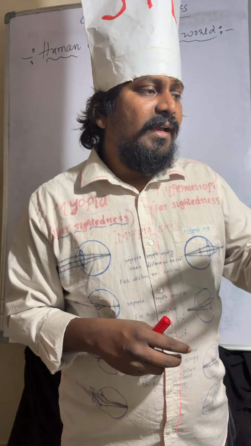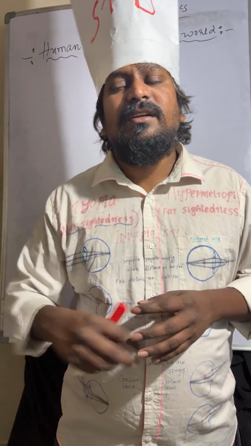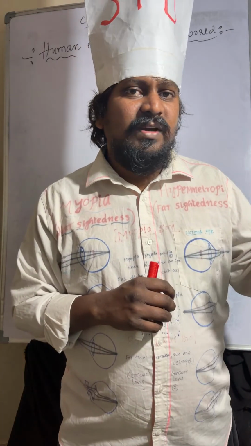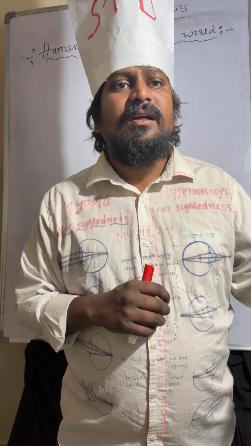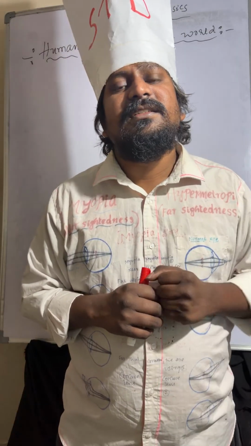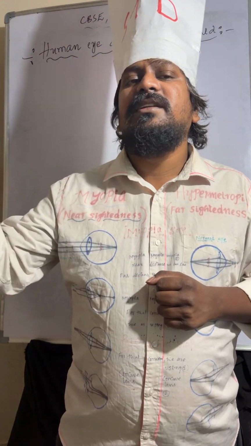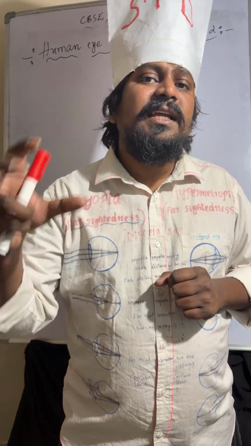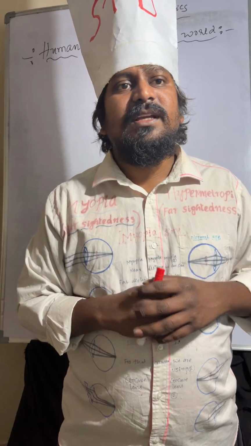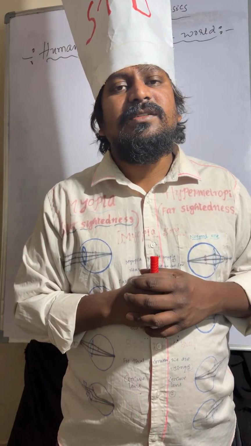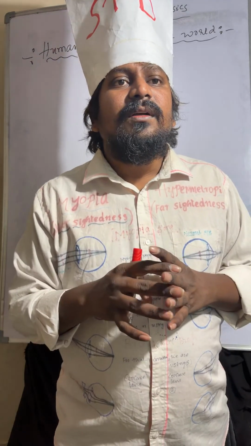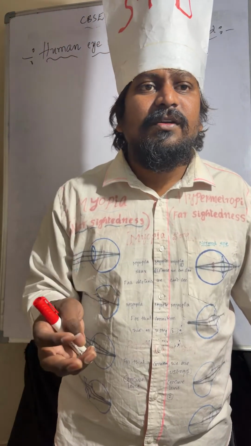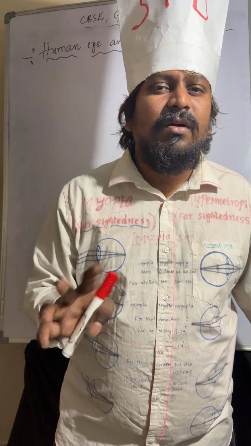We can see near distance objects, we can't see far distance objects. The person who has myopia can see near distance objects, he can't see far distance objects. For that correction, we are using a concave lens. Understood? That is myopia. For the correction of myopia, we are using a concave lens.